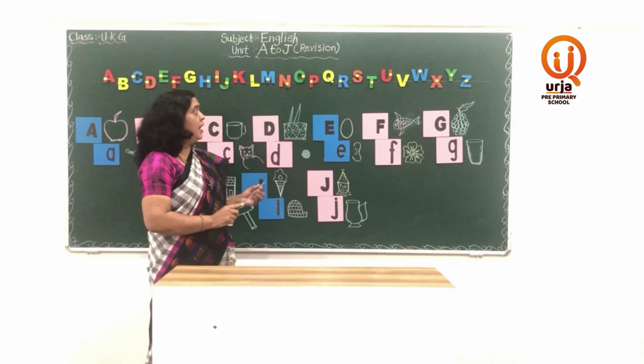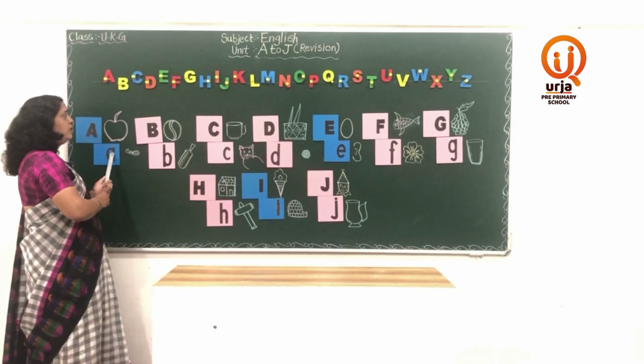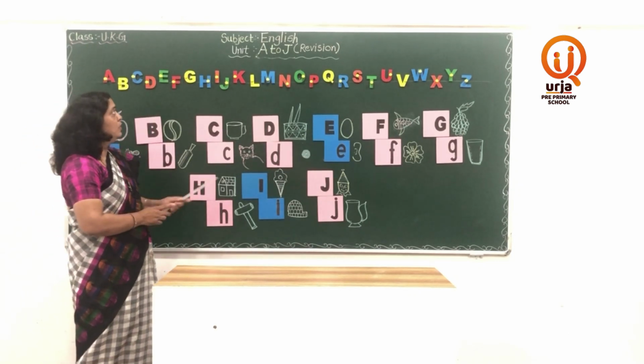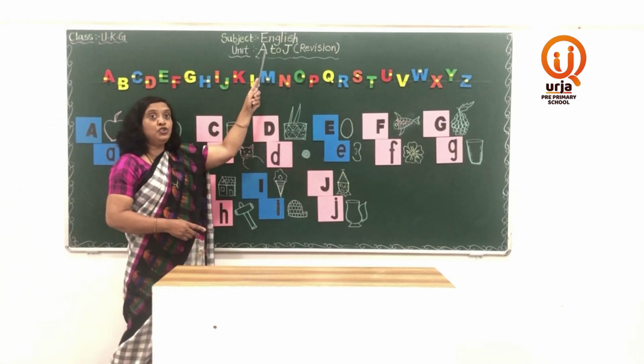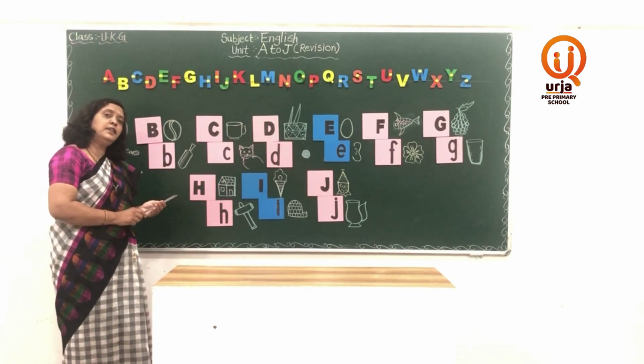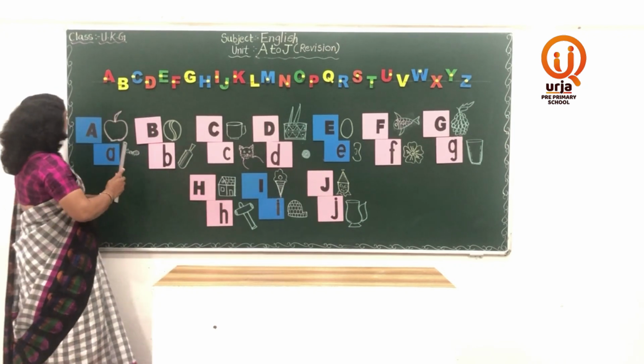So, shall we start with the capital letters and the small letters from A to J today? Today we are going to learn only from A to J along with pictures. So listen carefully children and repeat after me.